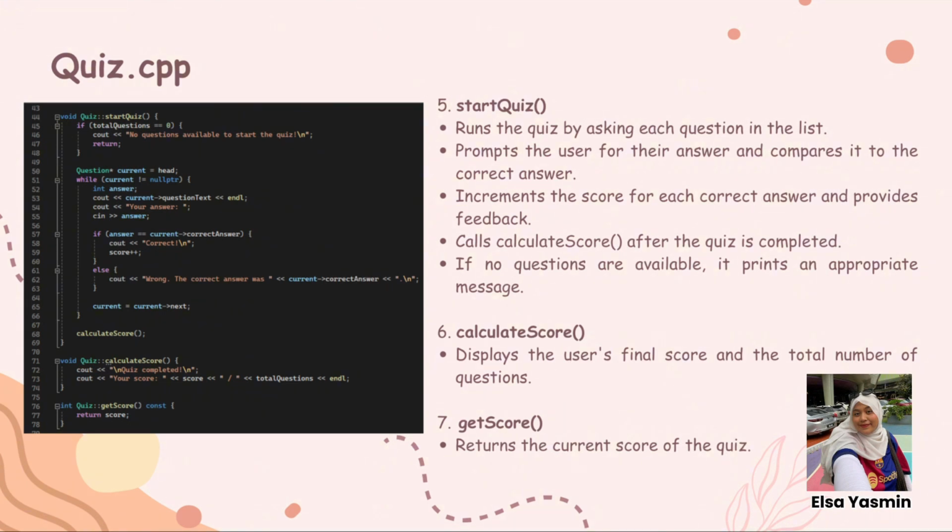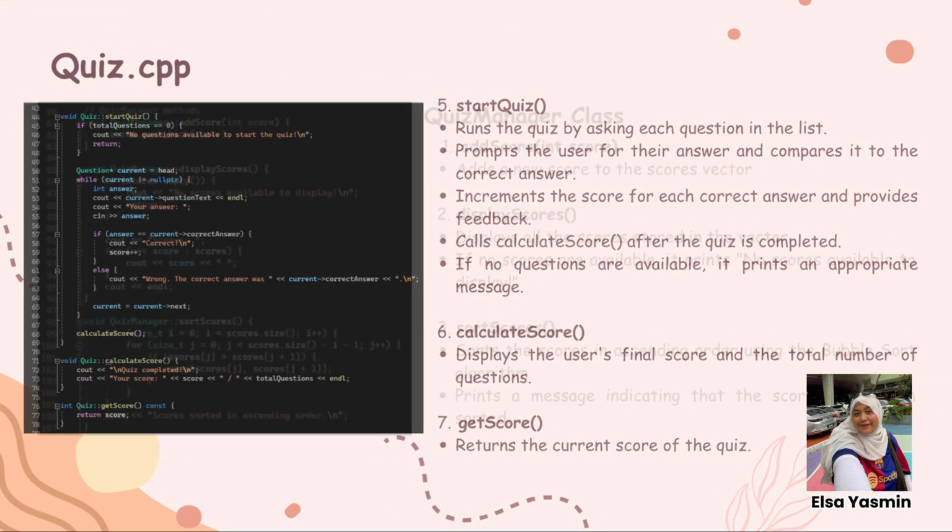Next is calculate score, and it displays the user's final score and the total number of questions. Lastly, we have get score, where it returns the current score of the quiz.